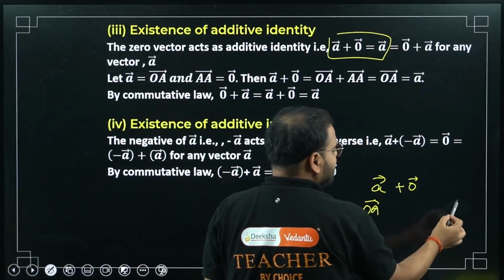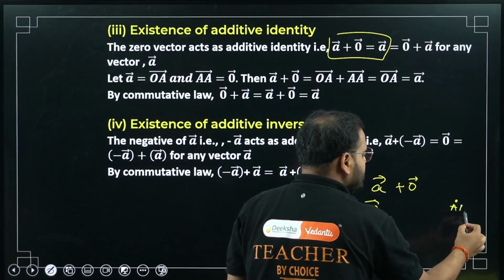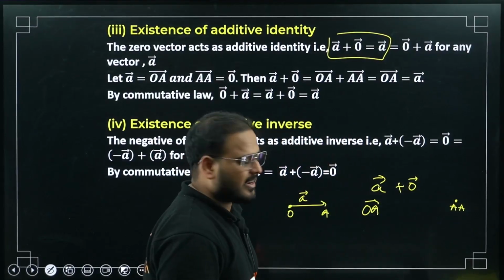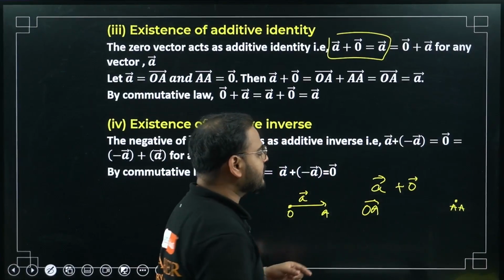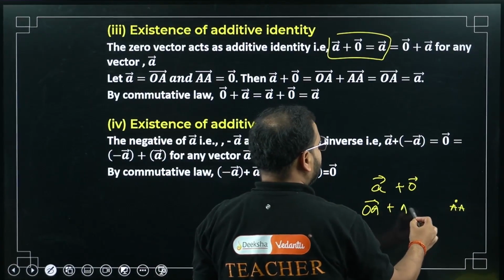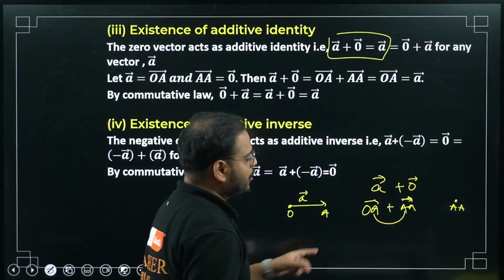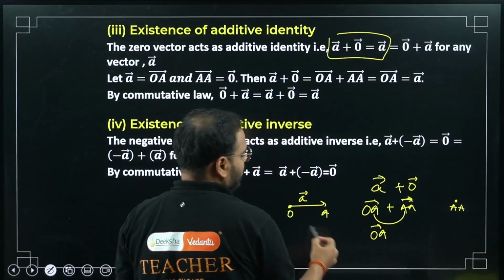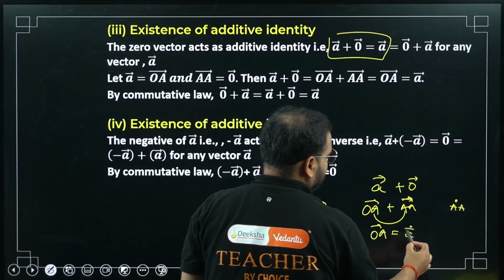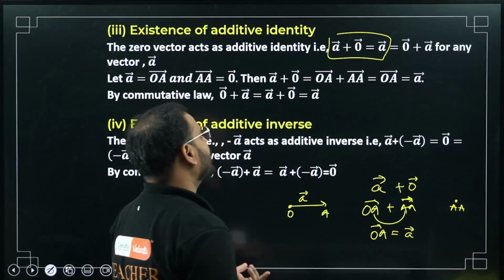Vector 0 is a vector which has the same initial and terminal point. So if it is, let's say, A, this also is A. Correct? The vector which has the same initial and final point is the 0 vector. So I can write this as vector AA. Now add this. OA plus AA is how much? Again OA only. And OA is A. So if you add 0 to a vector A, you're going to get the result A only.